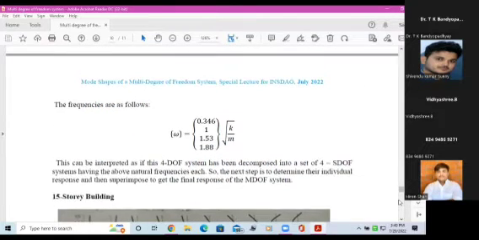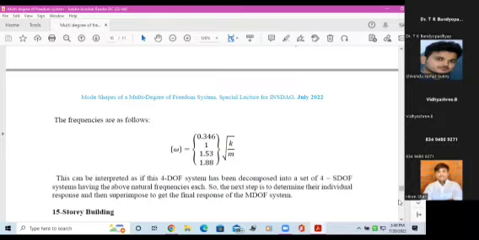Okay, and what are the frequencies? The first frequency happens to be 0.346 square root k by m. The second frequency is 1 times square root k by m. The third frequency is 1.53 square root k by m. And the fourth frequency is 1.88 square root k by m. So these are the first 4 frequencies, 1, 2, 3, 4. And because we have a 4 degree of freedom system, there are 4 frequencies and 4 mode shapes.